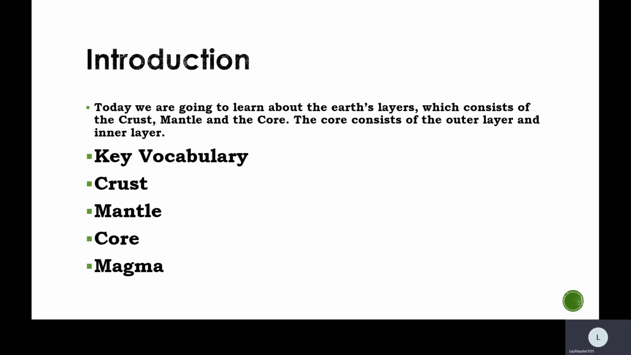We're going to learn about the Earth's layers, which consist of the crust, mantle, and the core. The core consists of the outer layer and the inner layer. Now, these are the key vocabulary: crust, mantle, core, and magma. Now, let's proceed to the composition of the layers of the Earth.